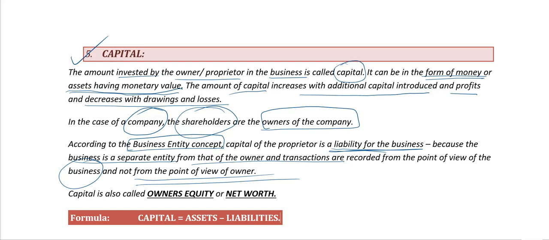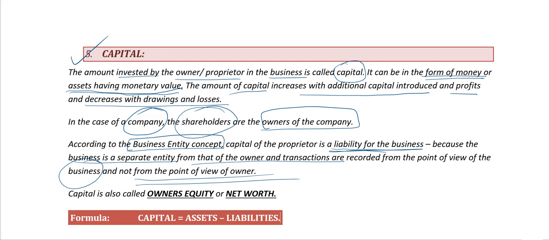So Mr. Gupta has invested 5 lakh in the business. The business is a separate entity. It is as though Mr. Gupta has given a loan of rupees 5 lakh to the business. The stationery shop owes Mr. Gupta 5 lakh. It is a liability which is owed by the stationery shop to Mr. Gupta. Now, whenever a transaction is recorded, it is always recorded from the business point of view. So the amount which is invested by the owner in the business is a liability for the business as per the business entity concept.